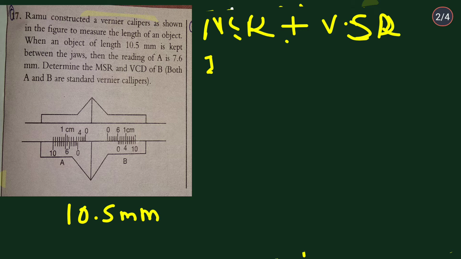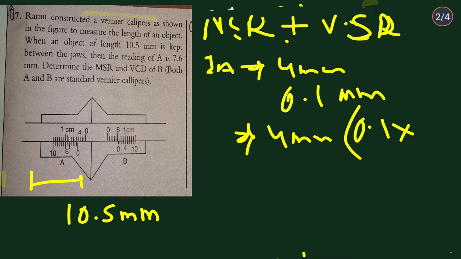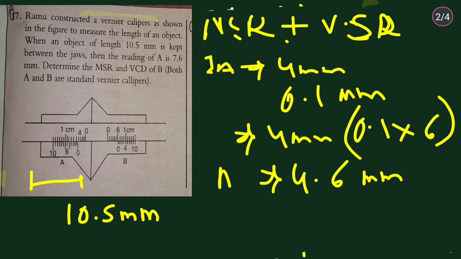So the initial reading of A: from the diagram we can see that the main scale reading is 4 millimeter. The least count is 0.1 millimeter. So the reading will be 4 millimeter plus least count into coinciding division, which is 6, so 4.6 millimeter is the initial reading of A.